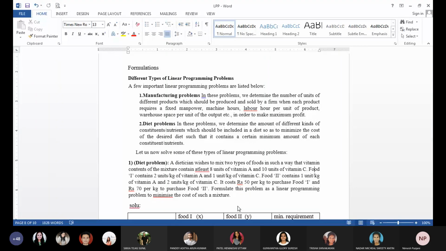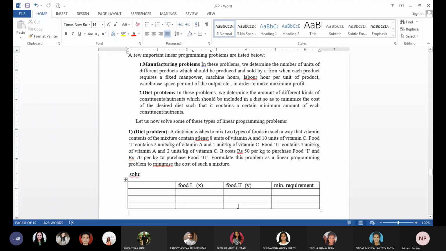So now what are the things which we understand in this case? See, there are two types of food, food 1, food 2. And for what do we have to formulate it? To minimize the cost of such a mixture. Okay, to minimize the cost of such a mixture. So what we do is, there are two types of foods, food 1, food 2. So we take food 1 as X, food 2 as Y. So we make a table of this form. Okay, we make a table of this form.